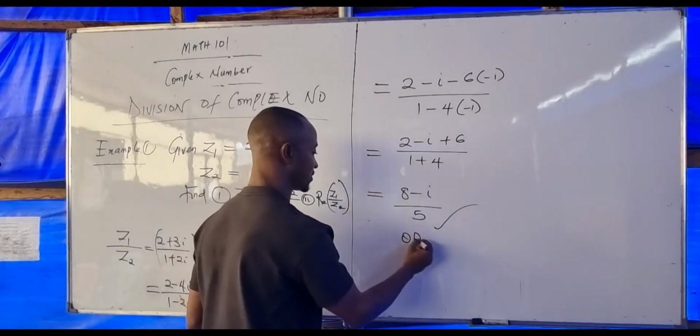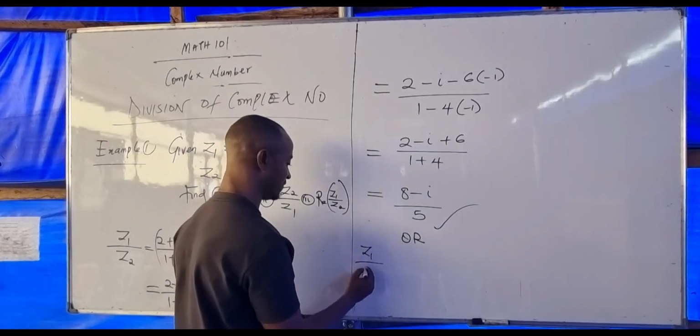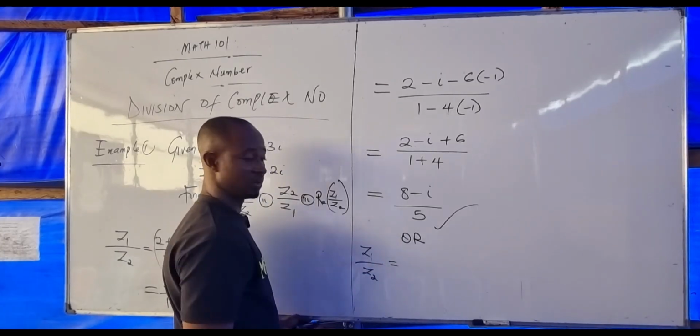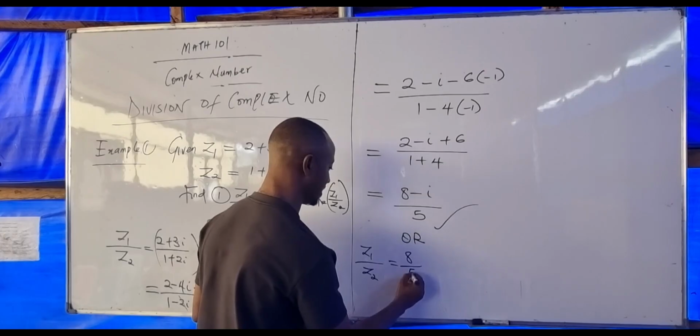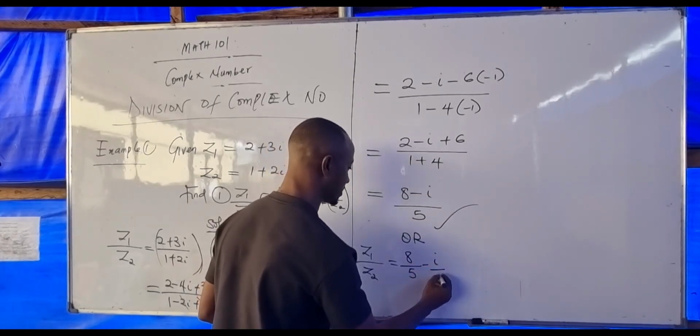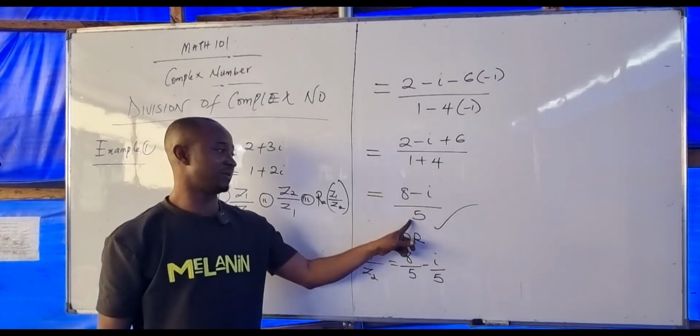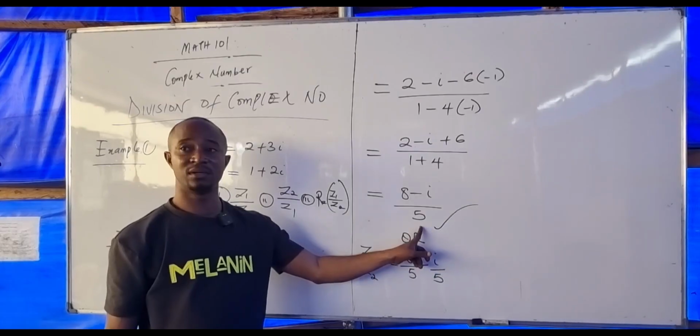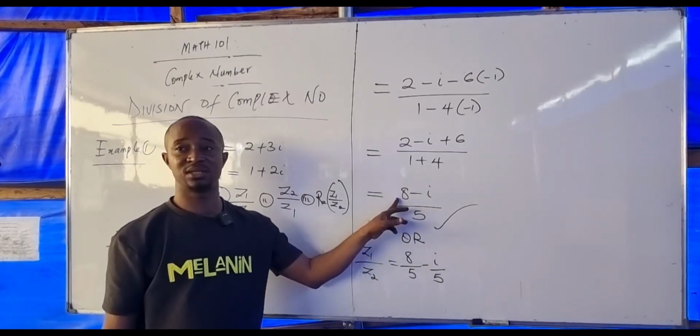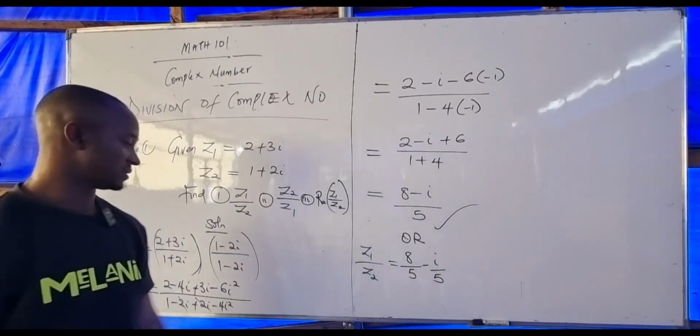Or you can also express your answer this way. Z1 over what? Z2. Can also be what? 8 over 5, right? Minus what? i over what? 5. Do you get it, this? 8 over 5 minus i over 5. If you take the LCM, you will fall back to this. Are you getting it, this? Okay.